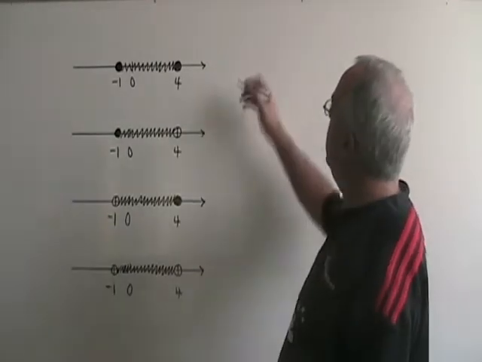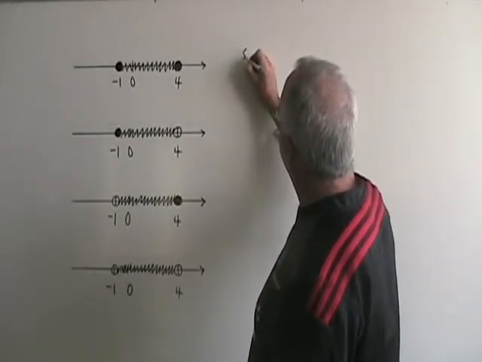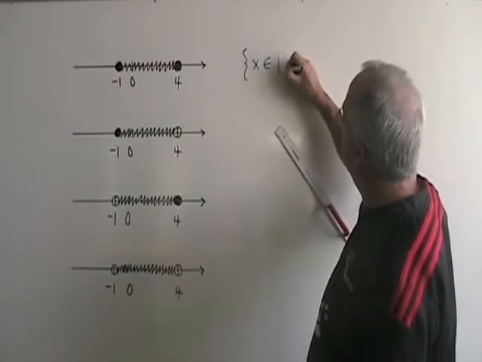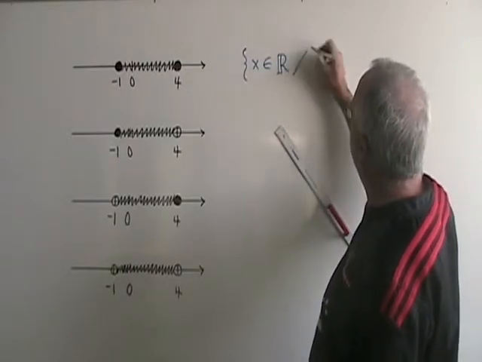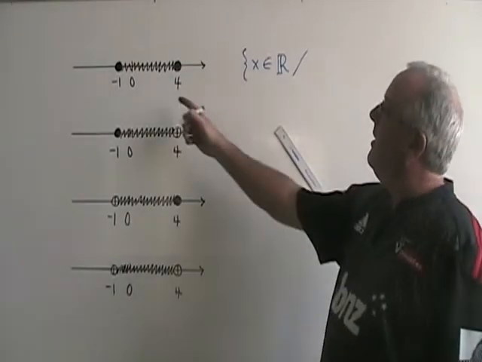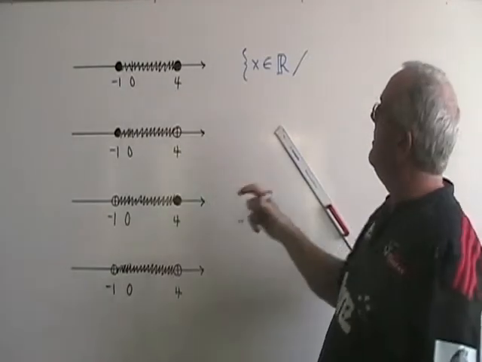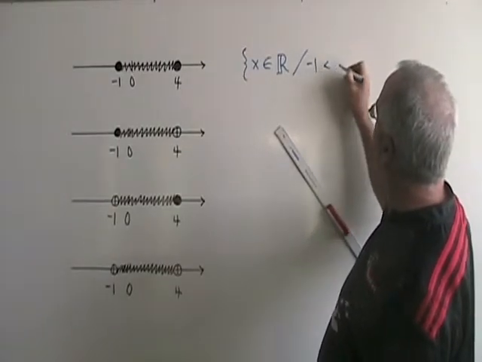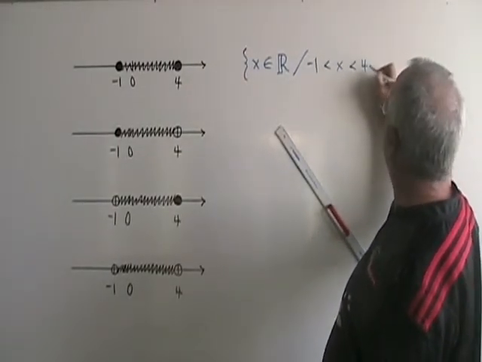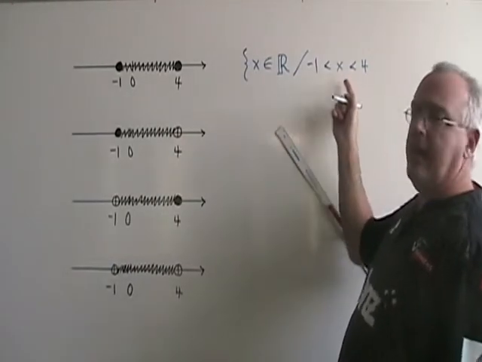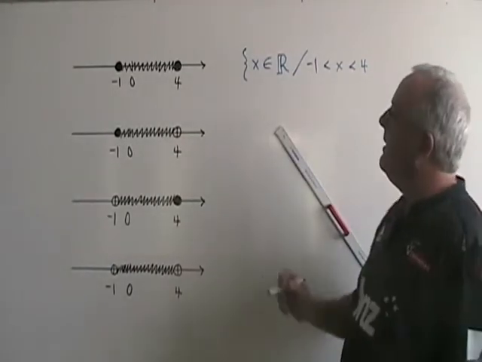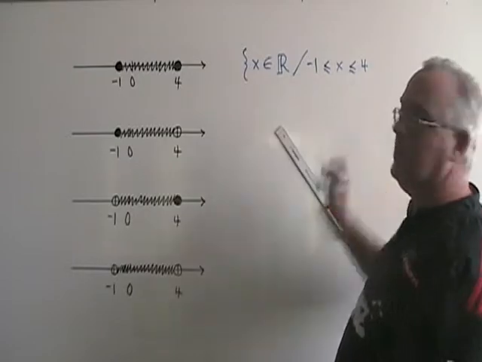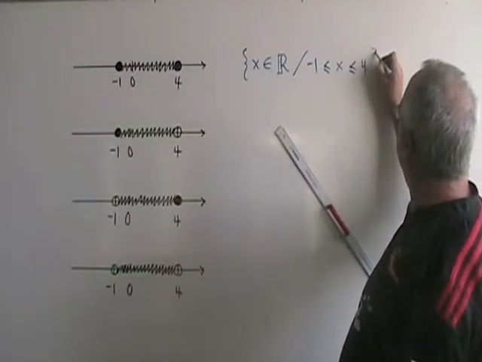We start our set builder notation the usual way. We open a brace. We put x is an element of real numbers and put a slash. Now we have to use a new type of notation to express this region. What we do is we write -1 is less than x, which is less than 4. All this means is x is in between these two numbers. In this case, both the -1 and the 4 are included, so we have to use less than or equal to signs both times, and then we close our brace.